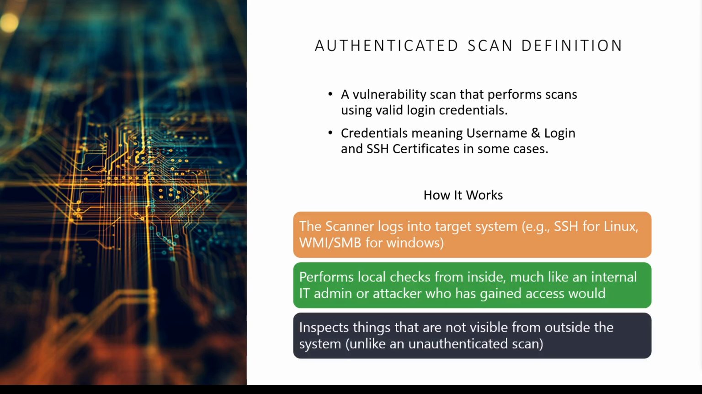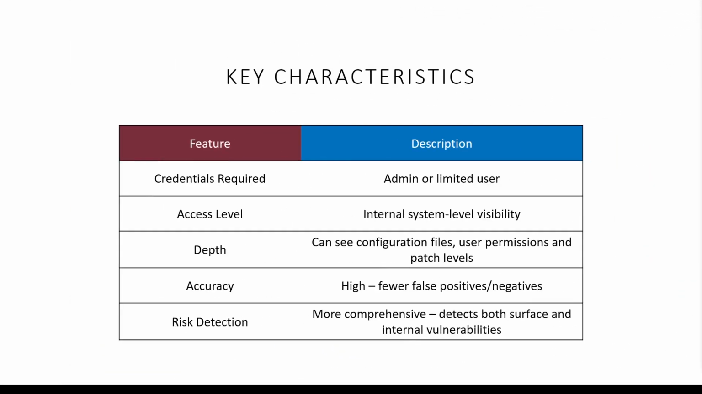Now let's look at some key characteristics of this particular scan. For instance, credentials are required, admin or limited user. The access level means it's an internal system level visibility. The depth means that it can see configuration files, user permissions, and patch levels. The accuracy is high, fewer false positives and negatives. Risk detection, well, it's more comprehensive. It detects both surface and internal vulnerabilities.